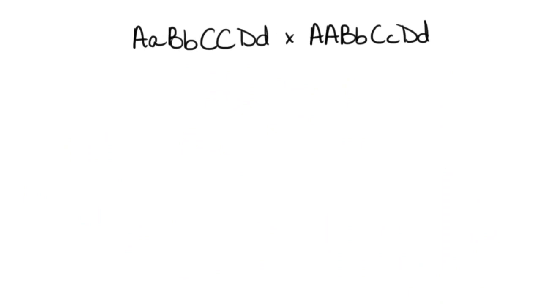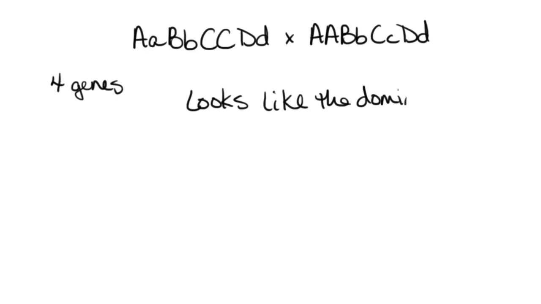So if we look at another example, here you can see that we've got much bigger genotypes that we're looking at. And we have really 4 genes that we're analyzing. We have an A gene, B, C, and then D as well. And so we want to predict what is the probability, I'm going to say, of getting an offspring that looks like the dominant version of all 4 genes.